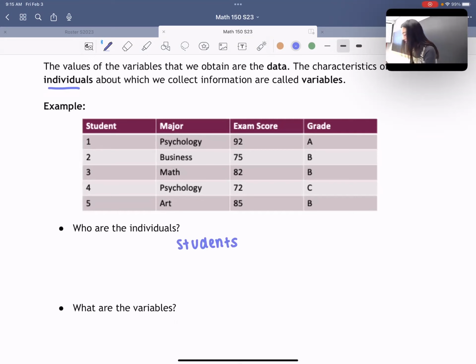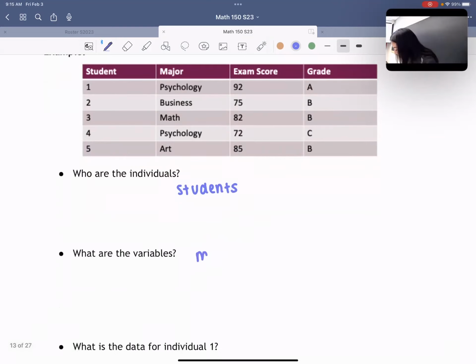What are the variables? Perfect, right? There's actually 3 variables in this example. We're not just collecting the information about the majors, we're also collecting the exam scores and their grades. And these are the things that change depending on the student. So let me put this down. We got major, we got exam score. We also have the grades. I'm going to call those things variables.